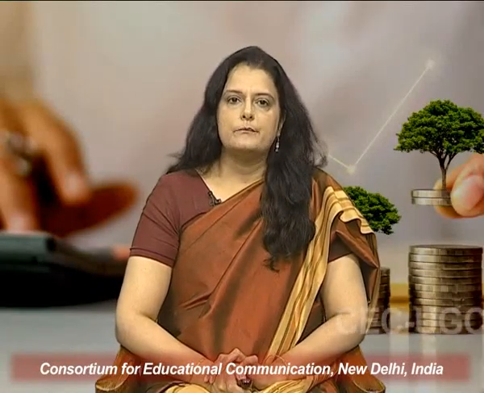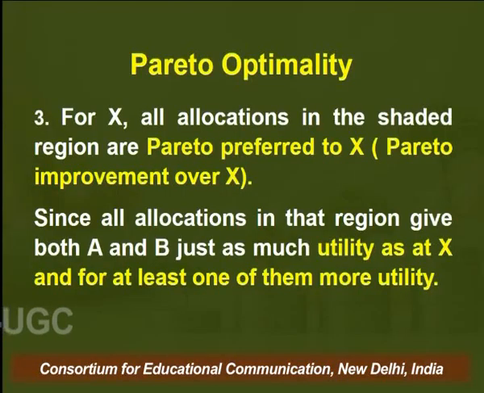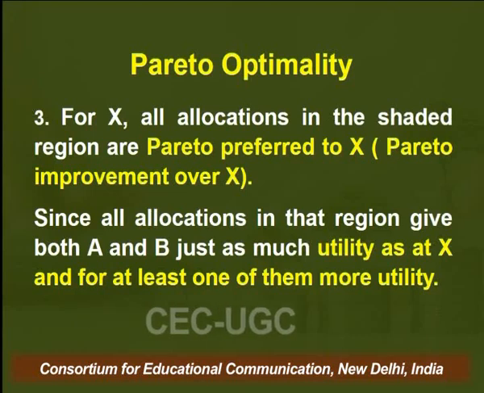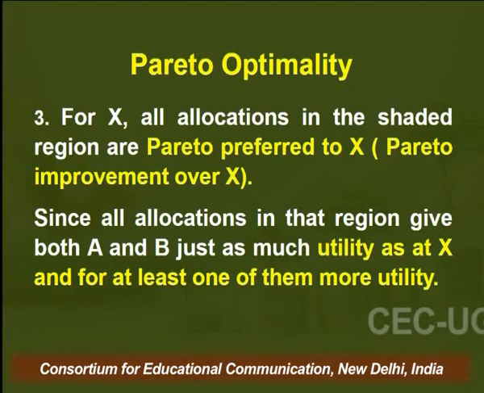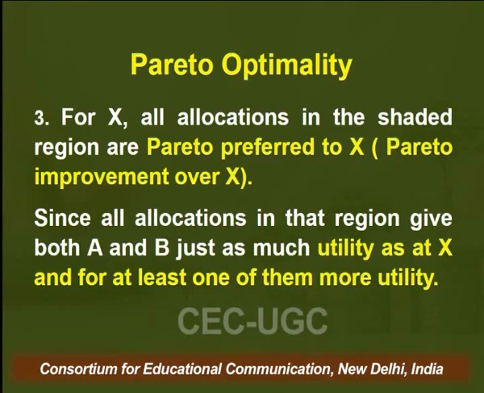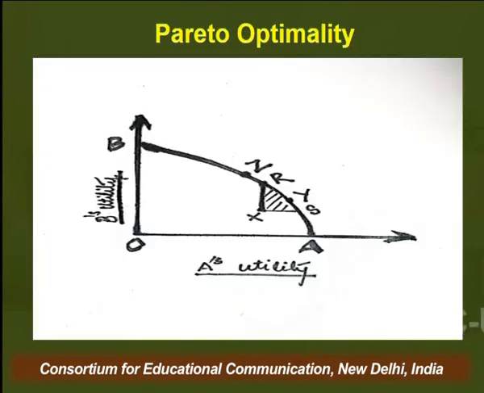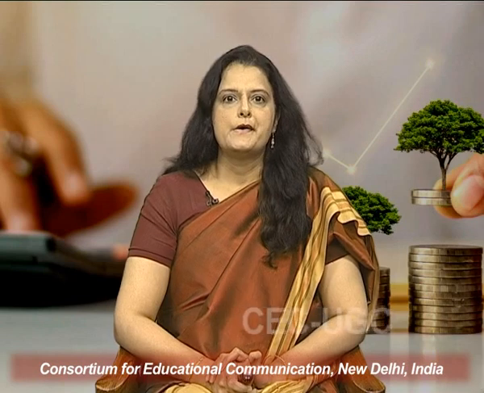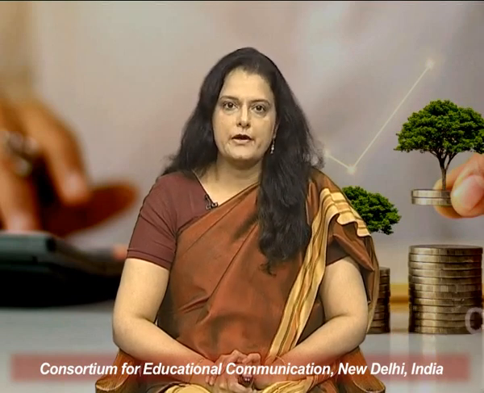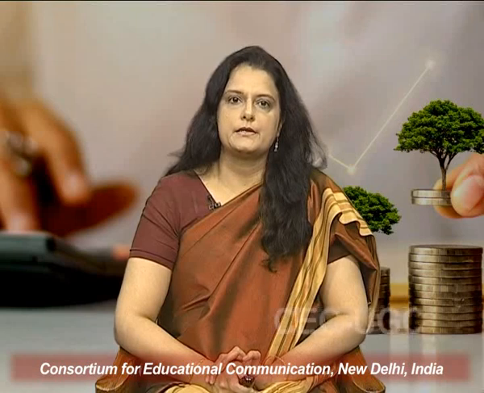And if we consider a point like X which is lying inside the line AB, then any movement within the shaded area, as you can see in the graph, a triangle, so any movement from X to anywhere within the triangle, that movement will also be referred to as Pareto preferred to X. In other words, a Pareto improvement over X.